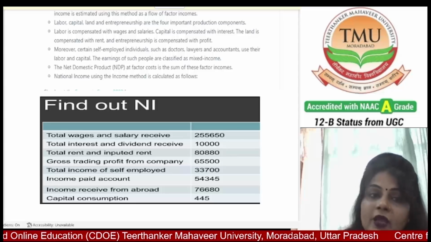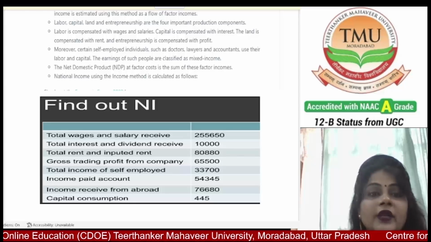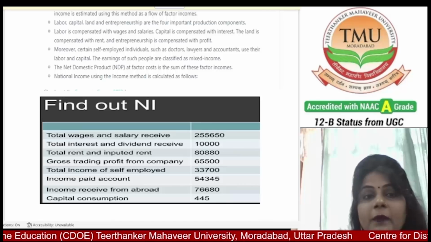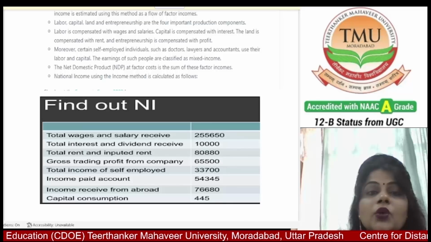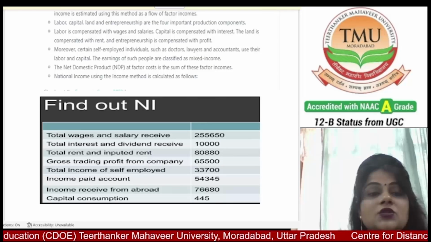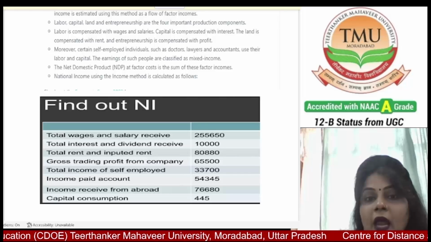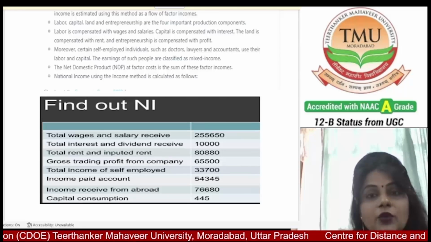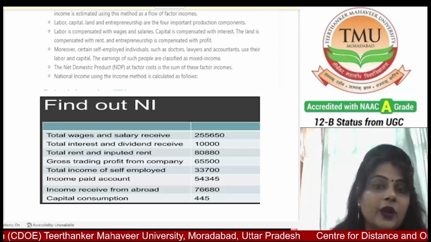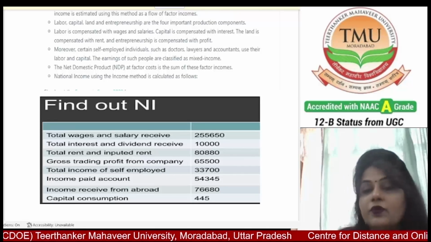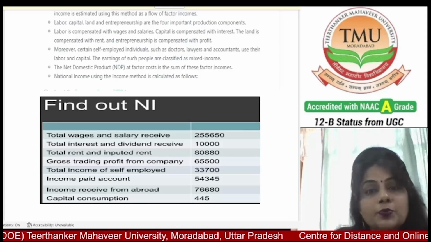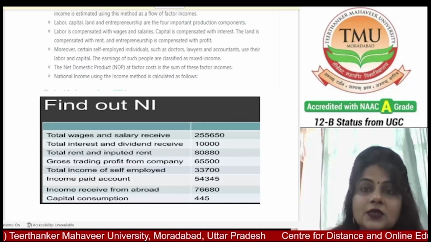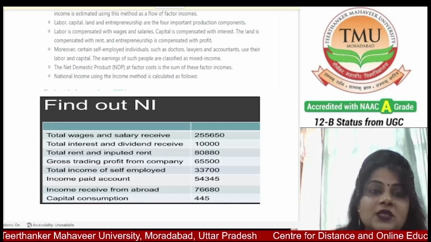and mixed income, etc. Third step, the next step is to calculate domestic income (NDP) at factor cost. The total of all factor incomes is known as domestic income (NDP) factor cost. NDP factor cost is equal to compensation of employees, as I have also discussed, plus profit, plus rent and royalty, plus interest and plus mixed income.